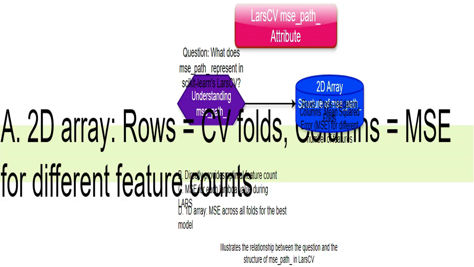This is correct. Each column in the MSE_path_ array is linked to a specific lambda value. Lambda is a parameter that controls the amount of regularization in your Lars model. A smaller lambda value means less regularization, allowing the model to become more complex and possibly overfit. The MSE tells you whether you've found a good balance between complexity and predictive performance.